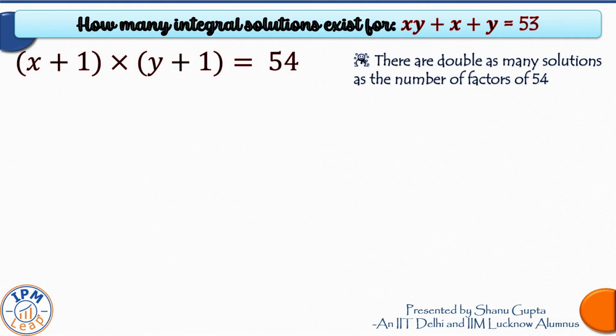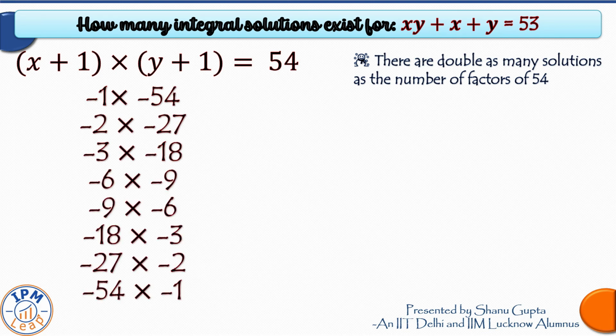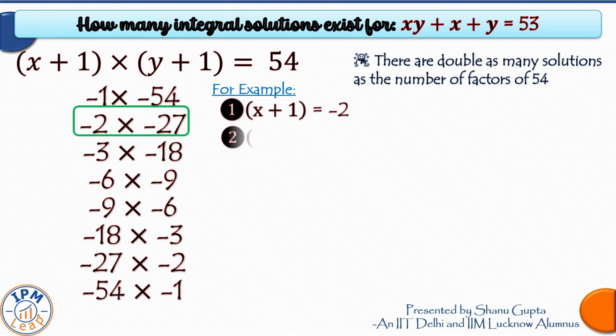So let us replicate the list with both factors negative. It's the same list, you see, only we get 8 additional ways and therefore 8 additional solutions. For example, if you pick these values, if x plus 1 takes the value minus 2 and y plus 1 takes the value minus 27, do we get a solution?